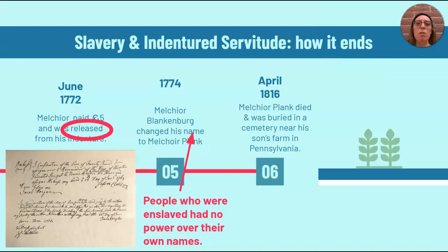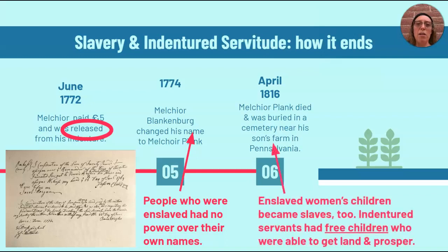When a plantation owner bought a person, they could change that person's name, and enslaved parents did not always get to choose the name of their own children. And that brings us to the third difference on this slide. While Melchior Plank had 6 children who were able to live lives of their own choosing, children born to enslaved women were forced to become slaves who had no say over their own lives. John Punch's children were fortunate that their mother was not enslaved, so they escaped this cycle of slavery. Very few children of slaves share that part of his story.